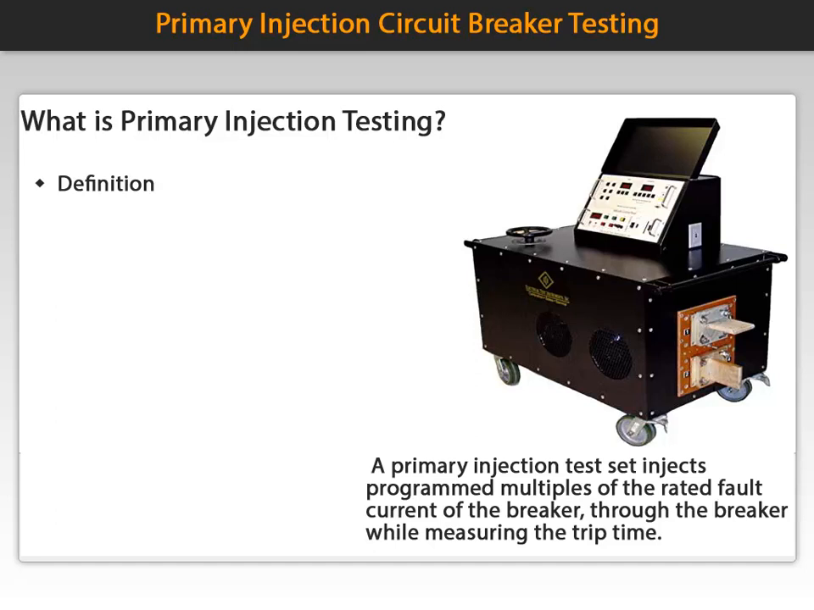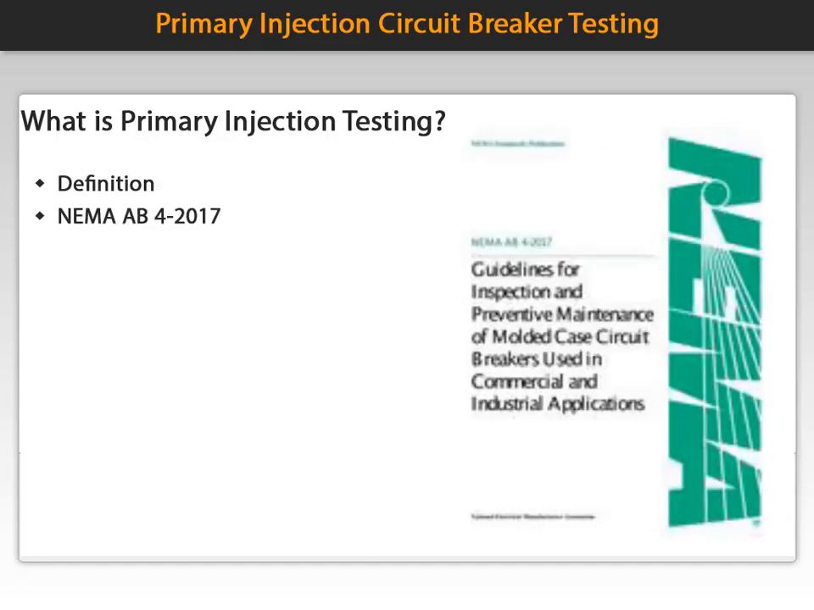Primary injection testing should be in accordance with NEMA AB 4-2017, Guidelines for Inspection and Preventive Maintenance of Molded Case Breakers used in commercial and industrial applications. There are 4 tests that need to be performed. Let's look at these tests and illustrate where they exist on a breaker trip curve.